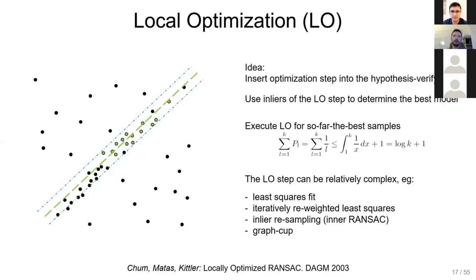And there were a number of local optimization steps proposed, starting from least squares fit, iteratively reweighted least squares, in RANSAC, where basically you resample correspondences, and also using some more constraints such as locality, so that data points that are close to each other should be labeled similarly in the fashion of GraphCut, and Daniel in the next talk will be speaking more about this.